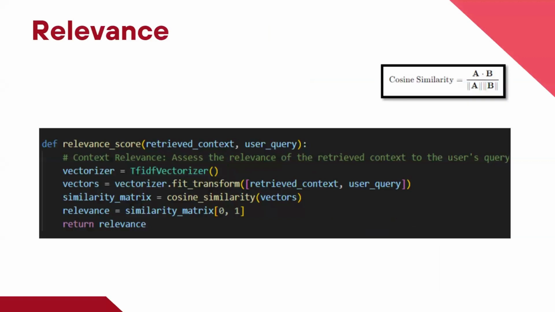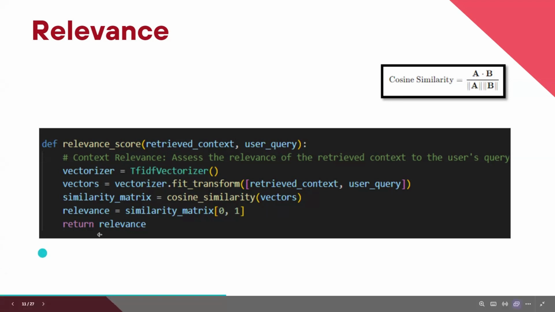Now coming to the relevance. To calculate relevance, cosine similarity and TF-IDF, that is term frequency inverse document frequency, are used to score the relevance of retrieved context. Now let's define the relevance score function, which takes two arguments, retrieved context and user query. TF-IDF vectorization is applied to both the user query and retrieved context. The cosine similarity measures the angle between the vector representations, providing a relevance score between 0 and 1.